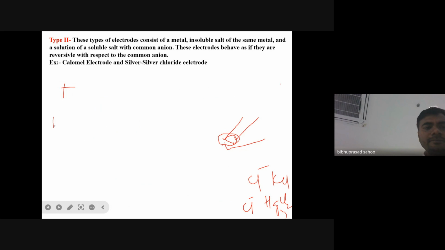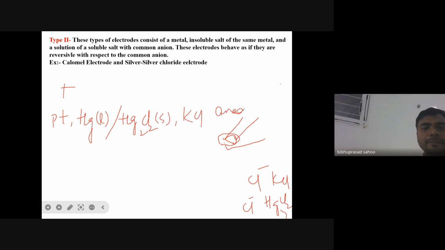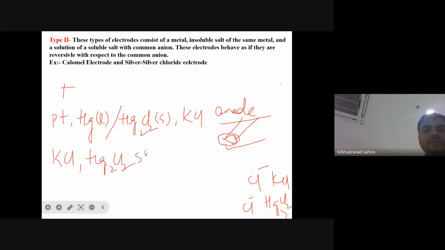Mercury, platinum, comma, mercury liquid, oblique, Ag2Cl2. This is solid, comma, KCl. This is your anode, and cathode will be KCl, comma, Ag2Cl2, solid, oblique, Ag liquid, comma, platinum.